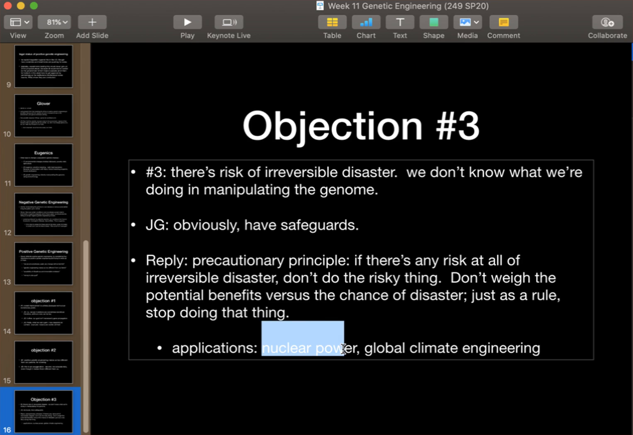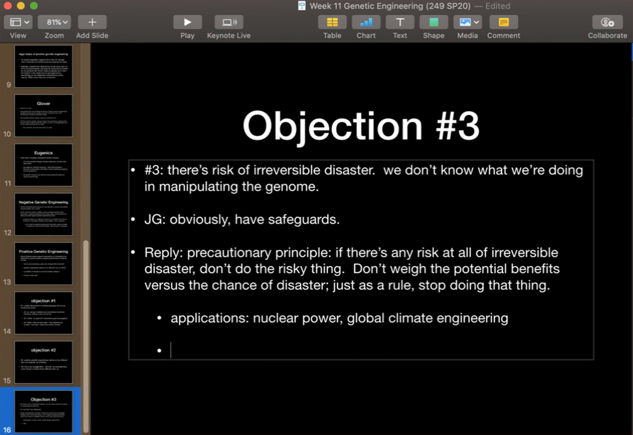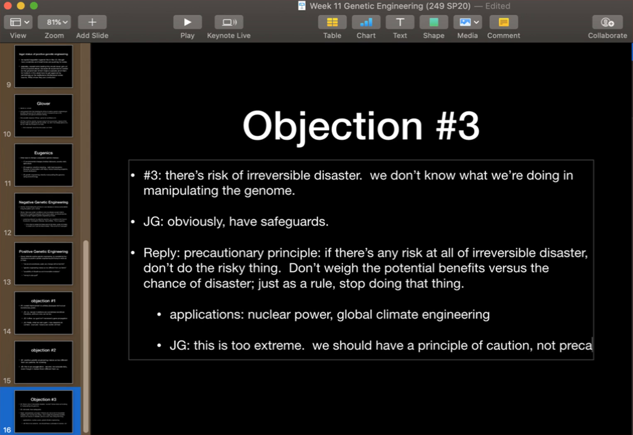Nuclear power, there's a chance of meltdown. So people who like the precautionary principle for nuclear power say, look, there's a risk of meltdown, which would be terrible. And once you have a meltdown, that's going to be terrible for multiple generations. Just don't do it. Don't look at the chance of a meltdown. Just know that there is some chance. Don't do it. Jonathan Glover says, this is too extreme. We should have a principle of caution, not precaution.